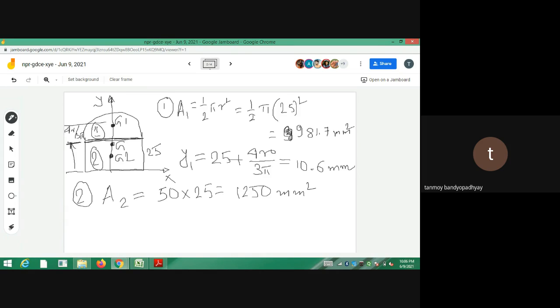And now you have to calculate y2. Since it's a rectangle, its centroid will always be at b by 2, d by 2. If I consider this as a standalone rectangle, it should be at b by 2, d by 2. Since this length is 25, it will be at 25 by 2. Since it's already on the x-axis, I'm just writing it as 25 by 2, which is 12.5 millimeter.